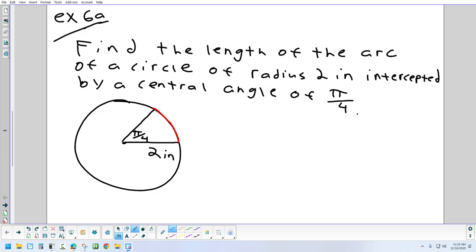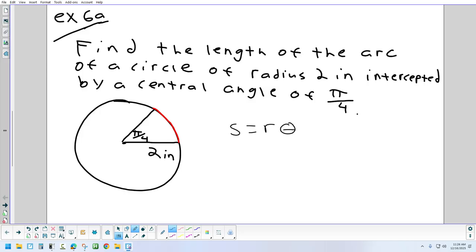So what's the first thing that we're going to need to try to figure this out? Do we have to set up a proportion? We don't have to set up a proportion, but we need something to plug into. The arc length formula, yeah. What's the formula for the arc length? S equals R times theta. S equals r times theta, and then we'll just start filling in what we're given.